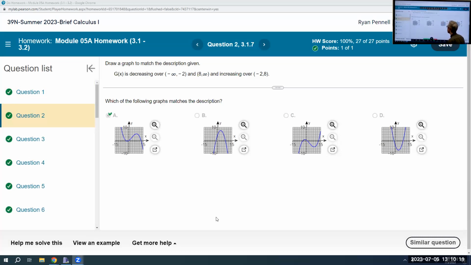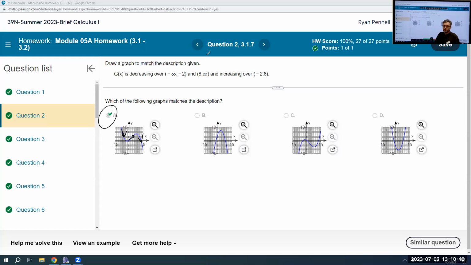It's decreasing from -infinity to -2 and 8 to infinity, but it's increasing from -2 to 8. You can see which one I picked, A here. Why is that true? It's decreasing this way, increasing going this way, decreasing going this way. You can see you have that change. Fairly simple to do, but you're just checking.